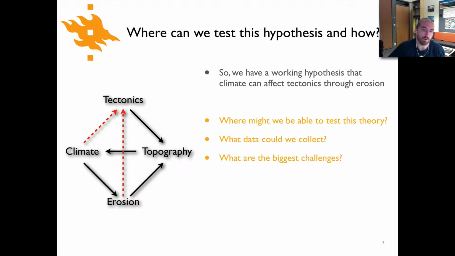So essentially what we're left with is a working hypothesis. And our hypothesis is that climate can affect tectonics through erosion. So by focusing where rain falls on the Earth's surface, we can enhance the rates of erosion, and enhancing erosion at the Earth's surface can in turn change the positions of faults that form in the crust.